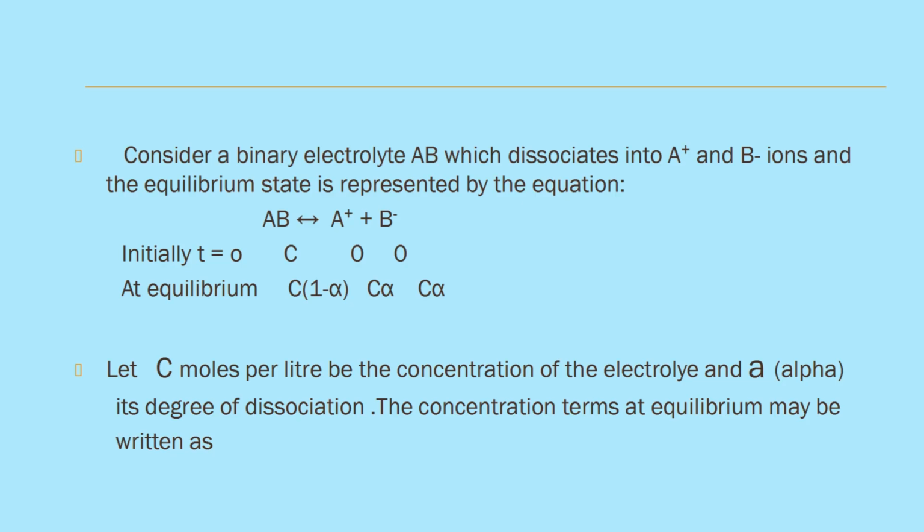Next, we explore the setup for this law. Consider a binary electrolyte AB which dissociates into A⁺ and B⁻ ions. The equilibrium state is represented by this simple equation.